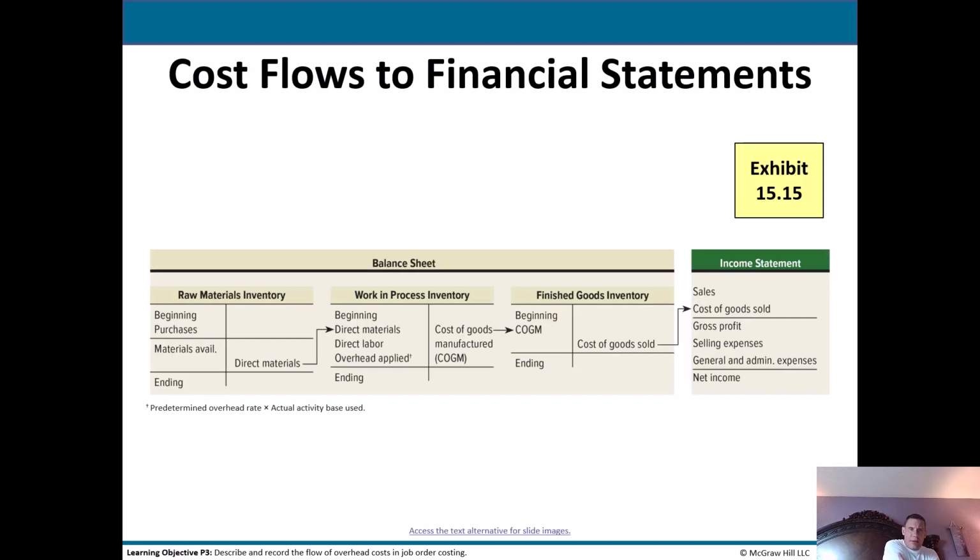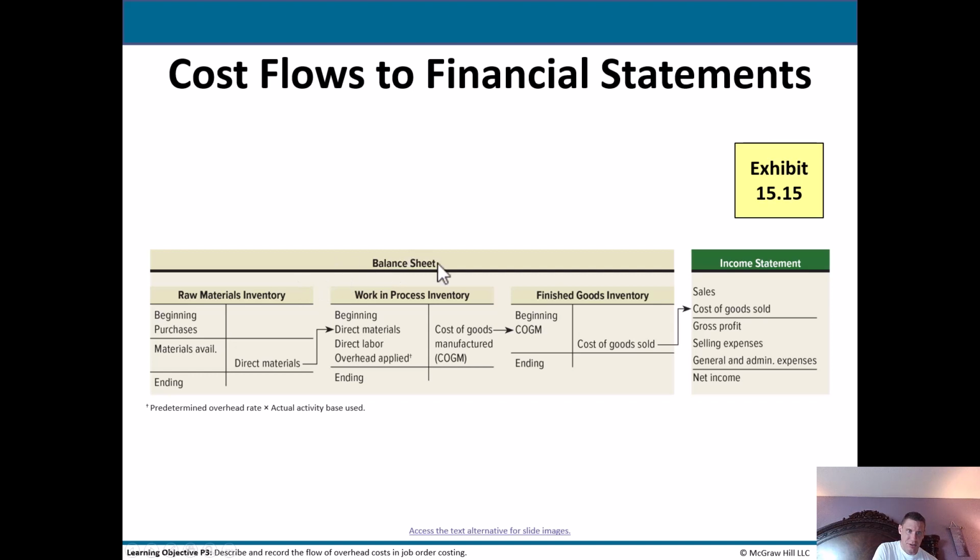Okay, so a couple other things, and then we'll wrap this one up. Cost flows to the financial statements. So you notice that a lot of time is spent on the balance sheet, and then it finally goes to the income statement. So we think about it going to the income statement once we sell it.